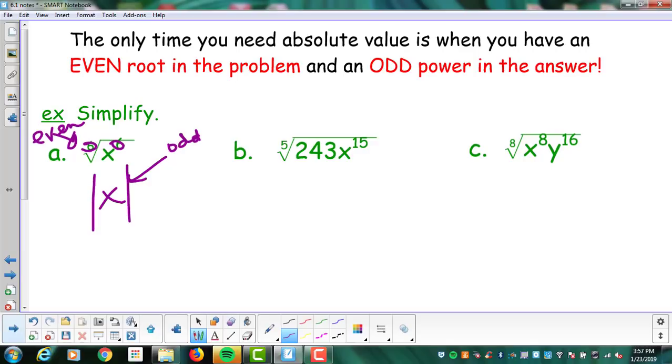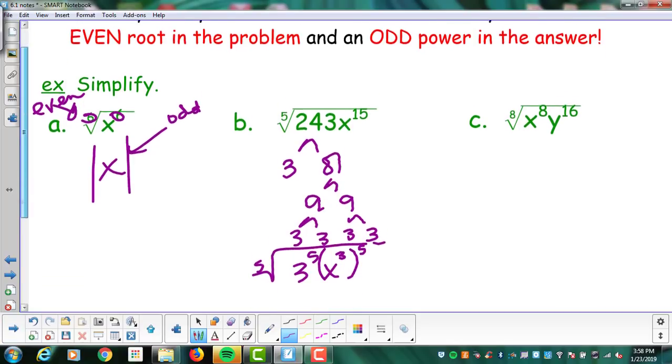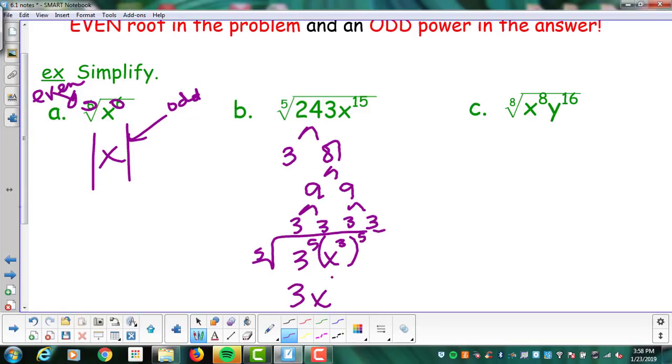Over here, what was the 5th root of 243? Did we figure that one out already? I feel like I'm repeating myself on these questions. 243, that was 81, that was 9 and 9. Yep, we've already done this one. So that's 3 to the 5th, x to the 3rd to the 5th. And if I'm doing the 5th root, then I get 3x to the 3rd. No absolute value needed because I had an odd index.